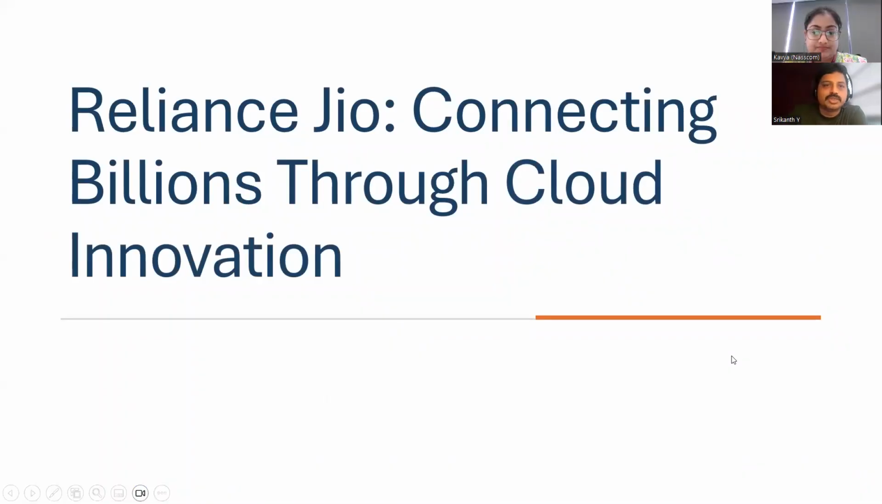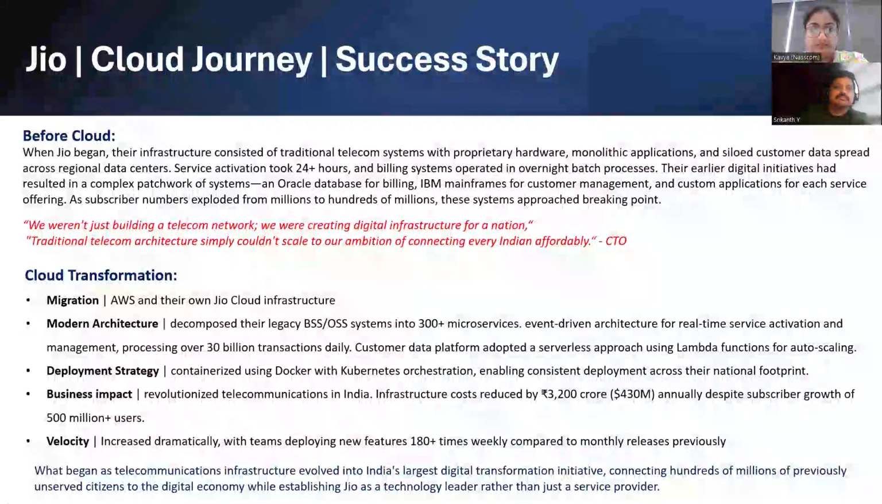So we'll move on to the last use case, because we're talking here in India. I thought we'll bring in a local, India-based organization, Reliance Jio. You know how popular they have become, where they get billions of interactions every day through their telephone network, and what has enabled them through their cloud innovation.